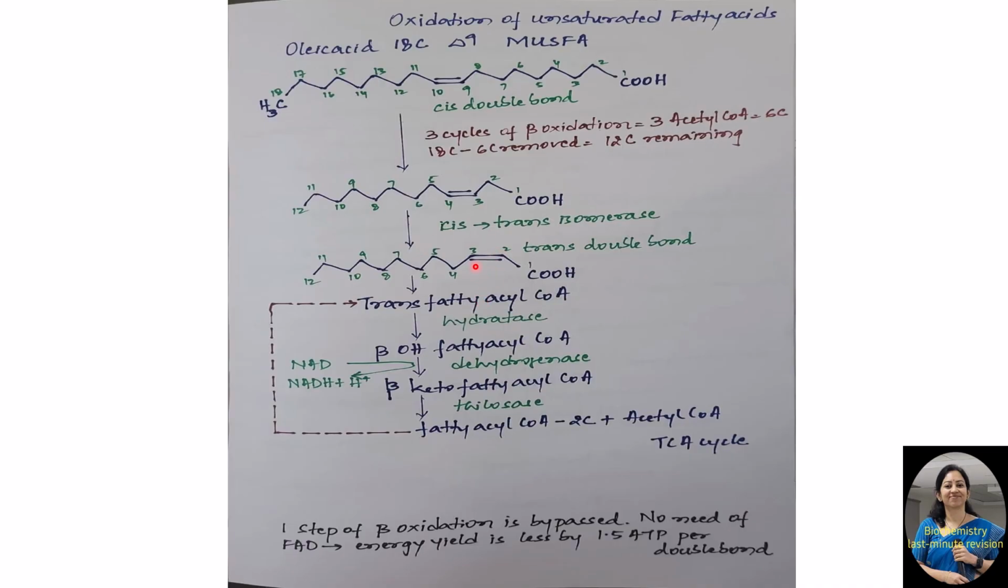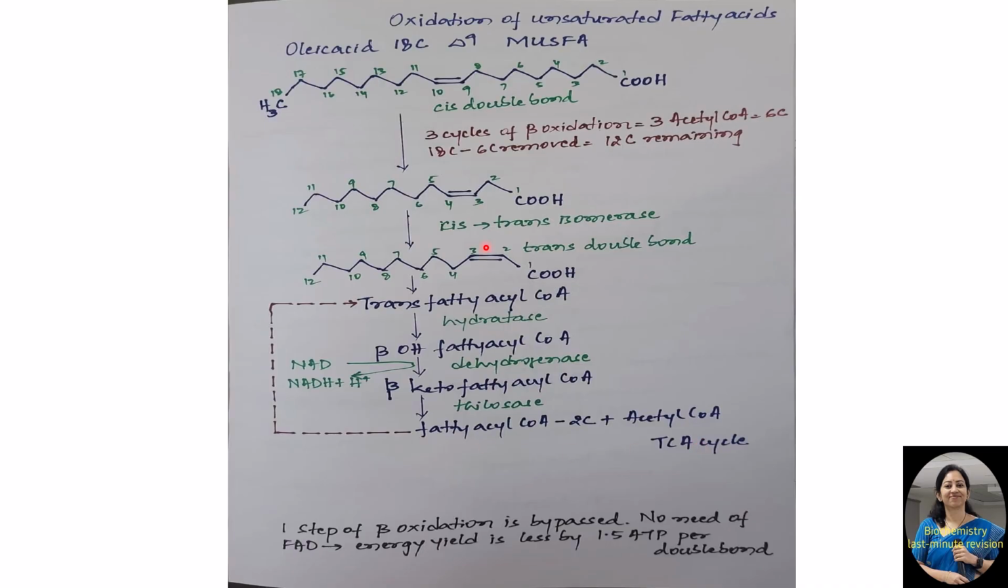So the first step of the beta oxidation gets bypassed and it directly forms alpha beta unsaturated fatty acyl CoA. This undergoes hydration to form beta hydroxy fatty acyl CoA. This gets oxidized by NAD dependent dehydrogenase to form beta keto fatty acyl CoA, which is cleaved by thiolase enzyme to form fatty acyl CoA with 2 carbon atoms less, and these 2 carbon atoms are released as acetyl CoA, which will enter into TCA cycle.